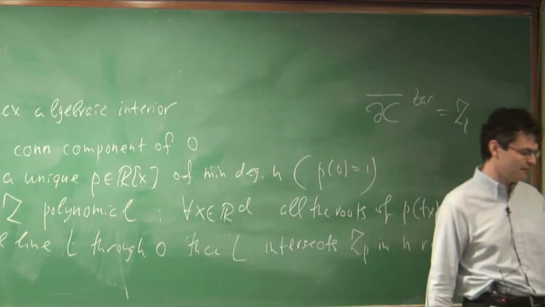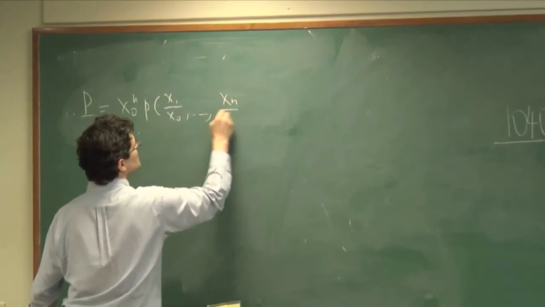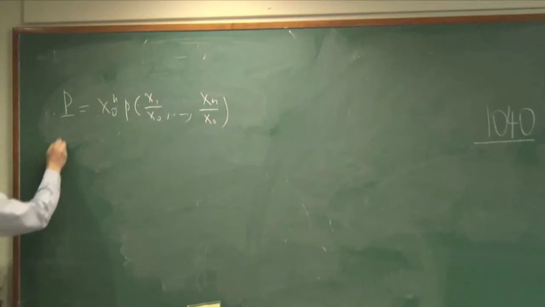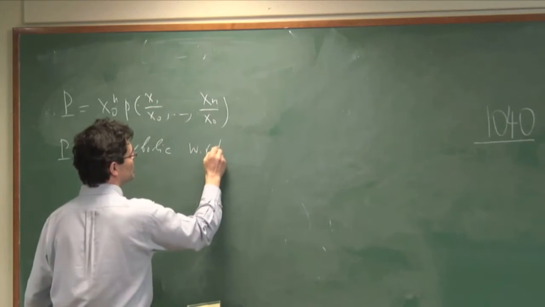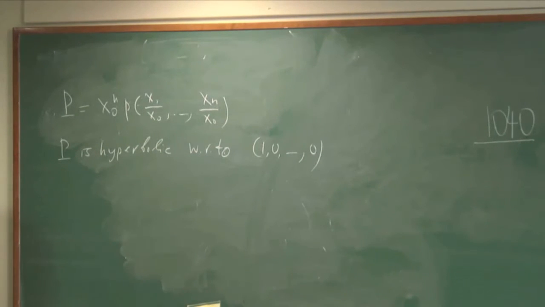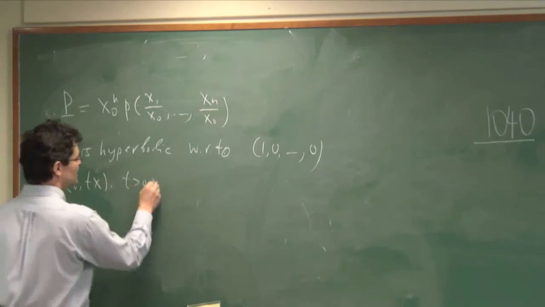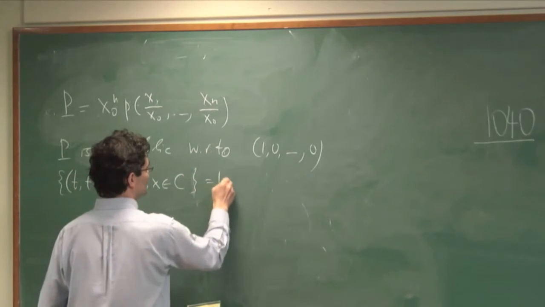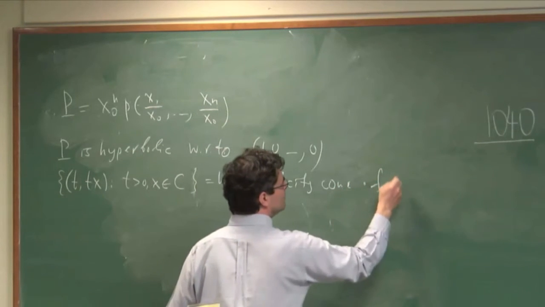Well, in slightly different terminology, if we homogenize our P, so if we pass to homogeneous coordinates, then this just means that P is hyperbolic in the direction (1, 0, 0), and again in this homogeneous language, C is the hyperbolicity cone, or more precisely, if we take the set of all points (t, tx), where t is positive and x is in C, this is the hyperbolicity cone of the homogenized P.